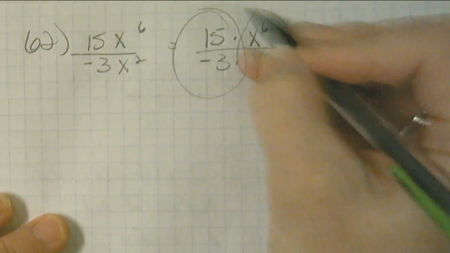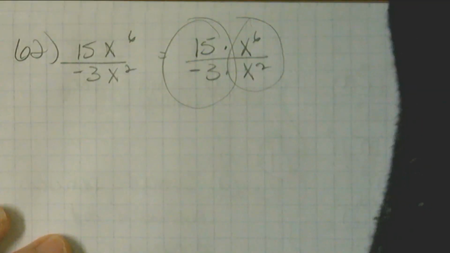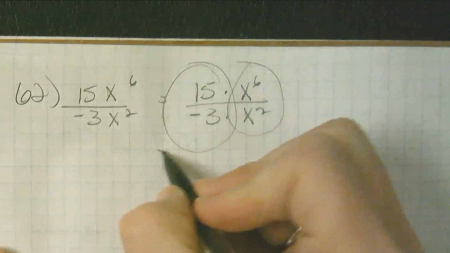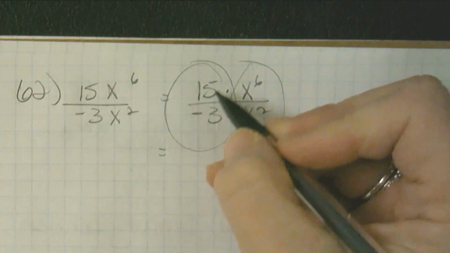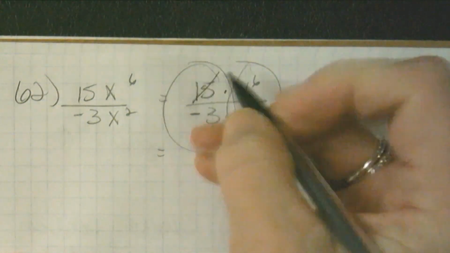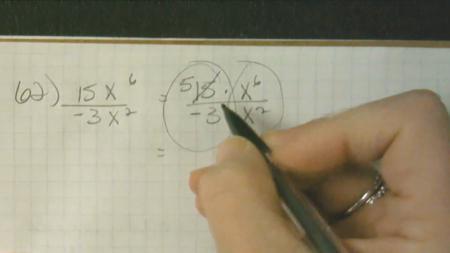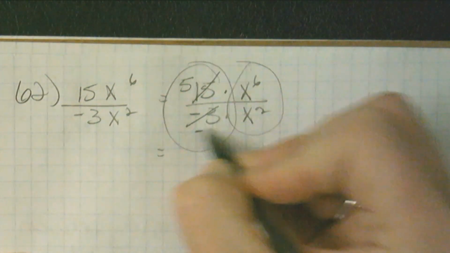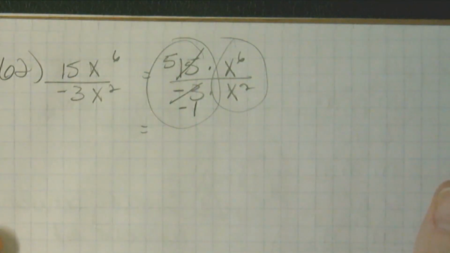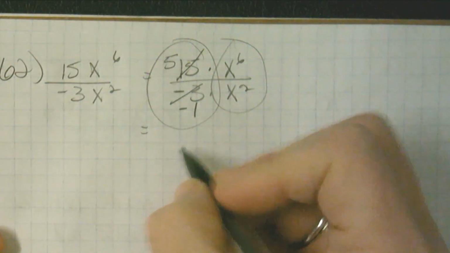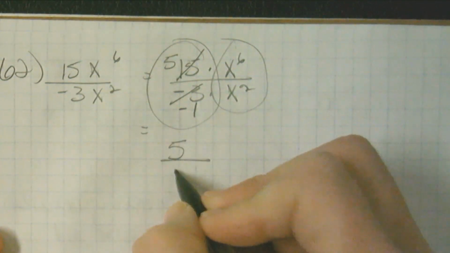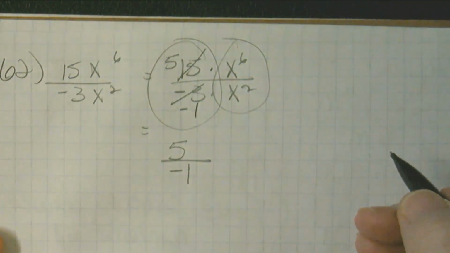I'm going to do the number part of my fraction first, and then the variable part of my fraction second. So if I divide out common factors between the 15 and the 3, well, they're both divisible by 3. So my 15 becomes a 5. My negative 3 becomes a negative 1. All right, so I have 5 in my numerator. I have negative 1 in my denominator.